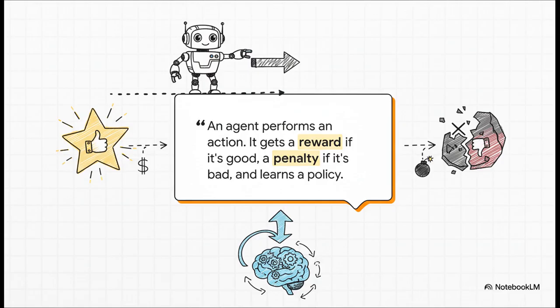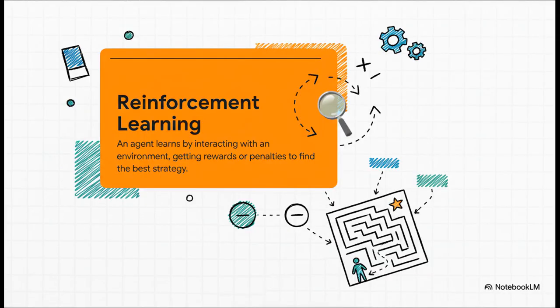If that action leads to a good outcome, it gets a reward, a digital treat. If it's a bad outcome, it gets a penalty. And over millions of trials, it develops a strategy, a policy, to get the most rewards possible. So reinforcement learning isn't about looking at a static dataset with labels. It's about learning the best way to behave in a dynamic, changing environment based purely on feedback from its own actions. It's learning by doing.